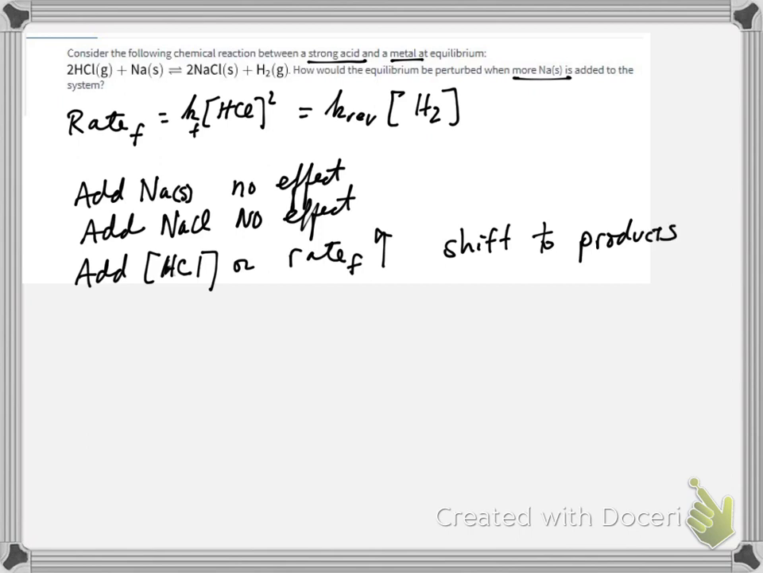You make more H2. If we add H2, which is a product, that means the rate reverse goes up. If the rate reverse goes up, it's now moving faster than rate forward. Since rate forward is moving slower, we shift to reactants because that's the side that's moving slowest.